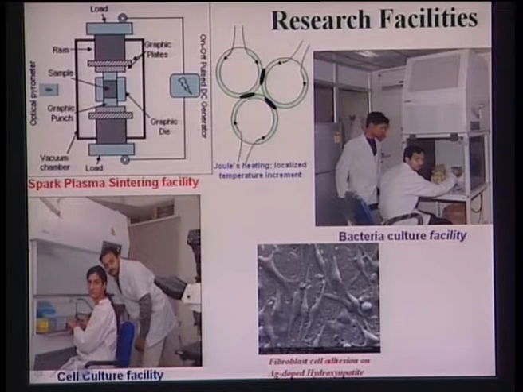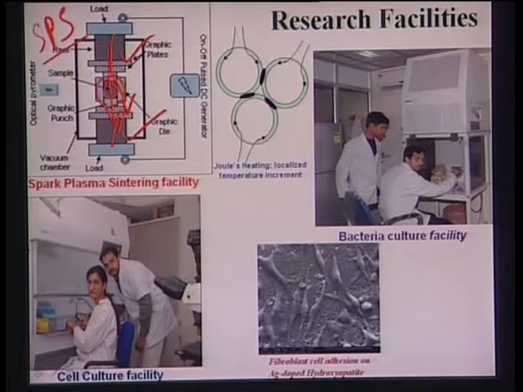These are the facilities which are used in this biomaterials research. This is the SPS, the spark plasma sintering machine. Essentially, it involves putting a powder compact in this graphite die punch assembly, and then flowing a high current both through the graphite die wall as well as through the powder compact. This is the anode, this is the cathode, and the high current passing through the powder compact helps in the densification or consolidation of the materials.